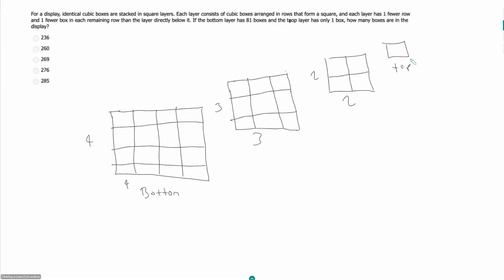Now I've got to use the actual numbers they give. My bottom layer, if it has 81 boxes, is a 9 by 9. My next layer up would be an 8 by 8, which would have 64 boxes. A 7 by 7 would have 49 boxes, 6 by 6 would have 36, 5 by 5 would have 25, a 4 by 4 layer would have 16 boxes, 9 boxes for a 3 by 3, 2 by 2 with 4 boxes, and then finally a 1 by 1, which is our top layer.